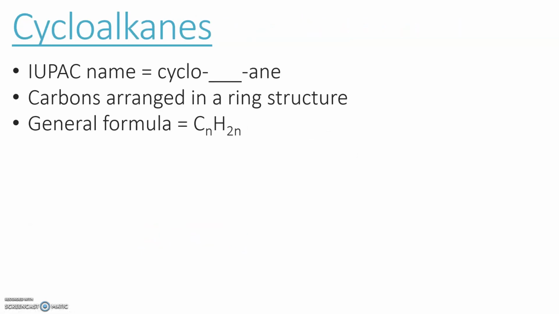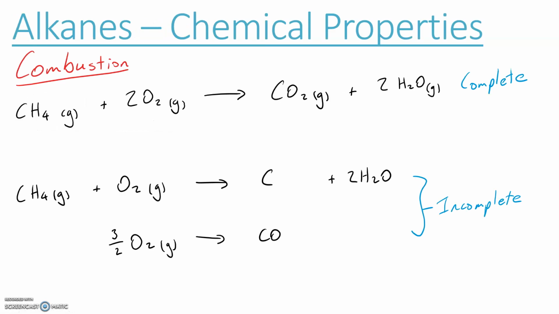We can also have cycloalkanes, which have a ring structure. These have the general formula CnH2n, and their names are cyclo-something: cyclohexane, cyclopentane, cyclobutane, and so on.